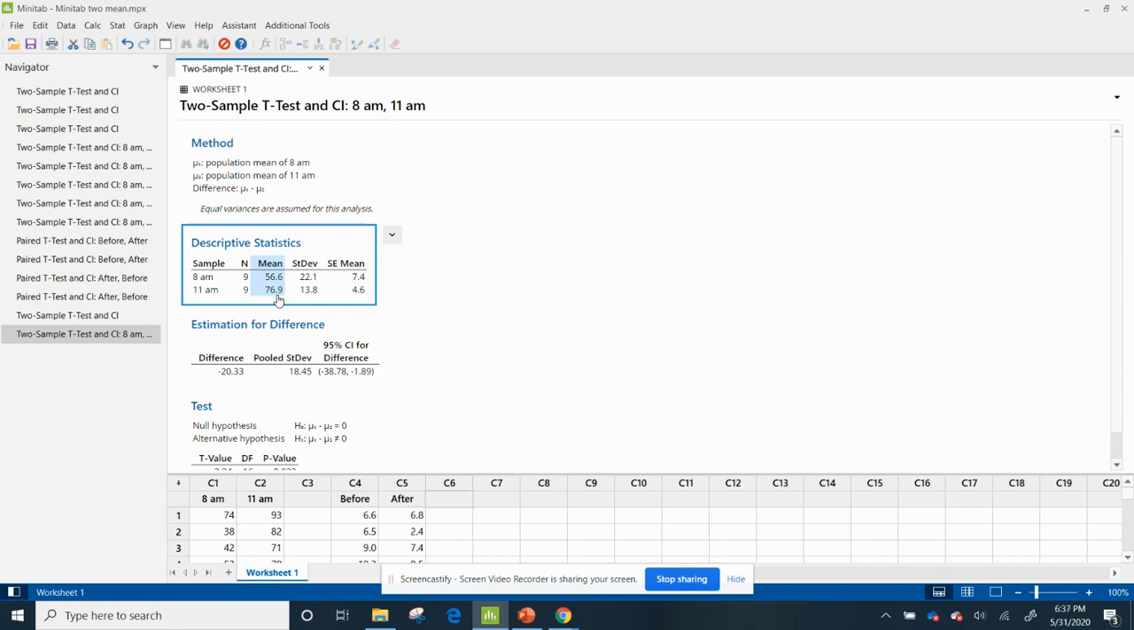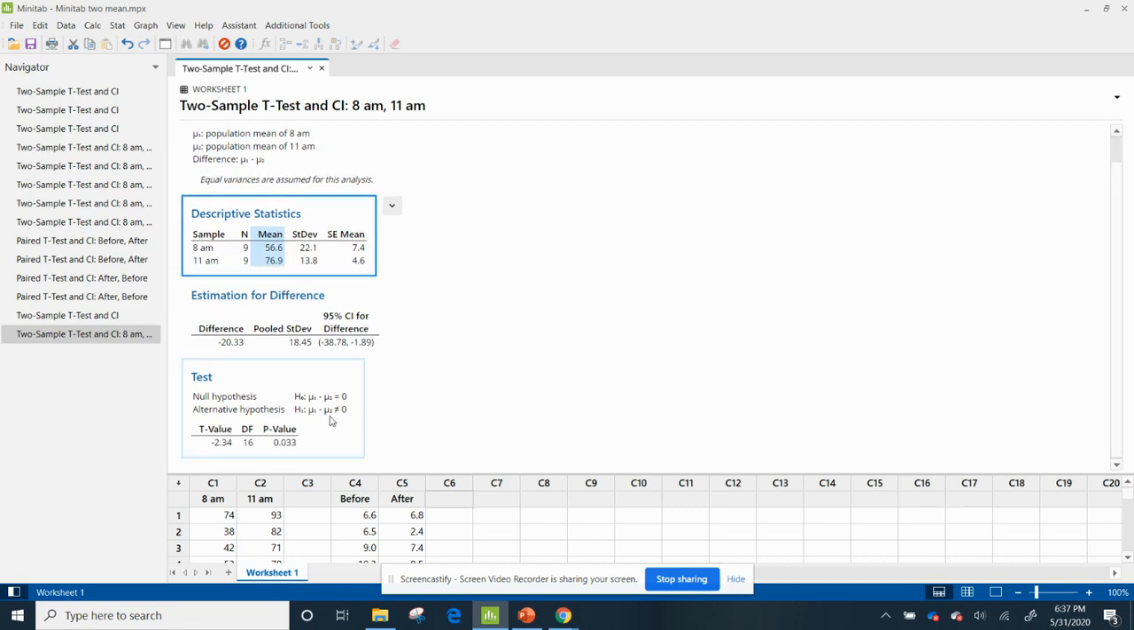76.9 was the average final exam score with 13.8 as the standard deviation. Estimation of the differences: the difference is negative 20.33. The pooled standard deviation is 18.45. I've got my null and my alternative hypothesis, which is what I want it to be. T-value is negative 2.34. Degrees of freedom is 16. And the p-value is 0.033.